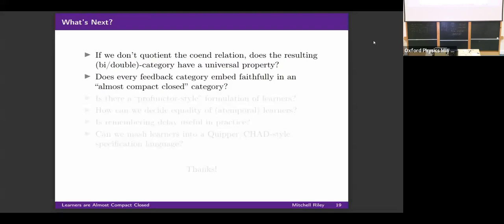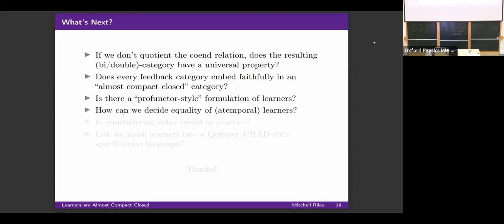This is Mario's question. Does every feedback category embed faithfully into some kind of almost compact closed category, where we have these cups and caps, but we don't have this yanking? Is there a way to phrase this in a profunctorial style, the same way that you can get optics as certain morphisms of Tambara modules? It's not really clear to me what a Tambara module for this kind of thing would be. That would be fun to look at.